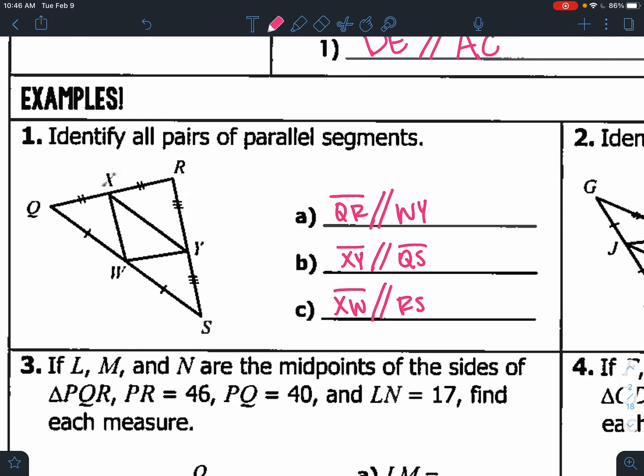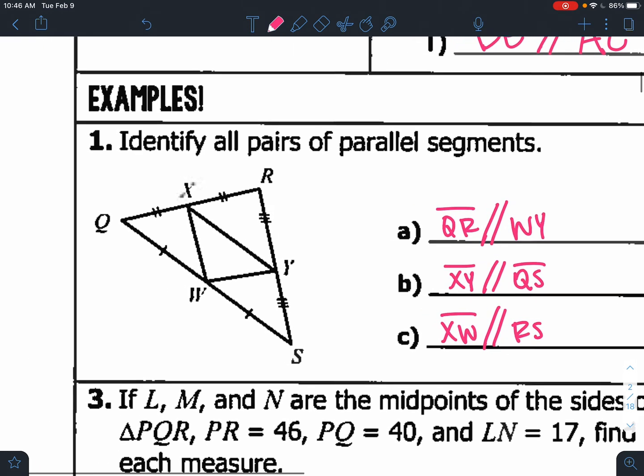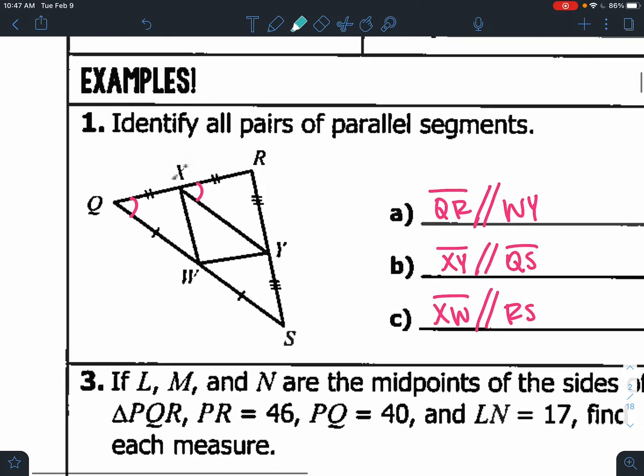So remember that if these lines are parallel, we will have some corresponding angles that are congruent. So for example, this angle would be congruent to this angle. You would also have some same side interior angles. So these here would be supplementary to each other because they are same side interior angles.